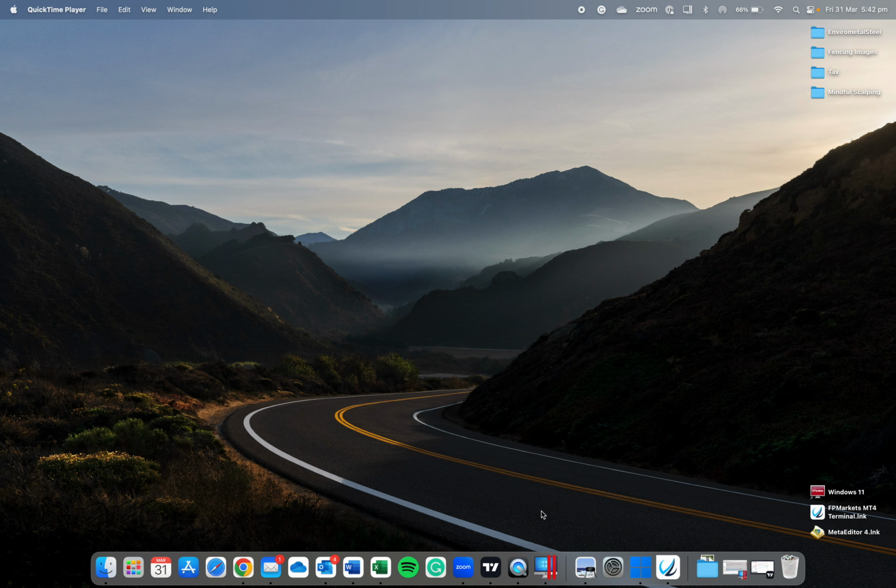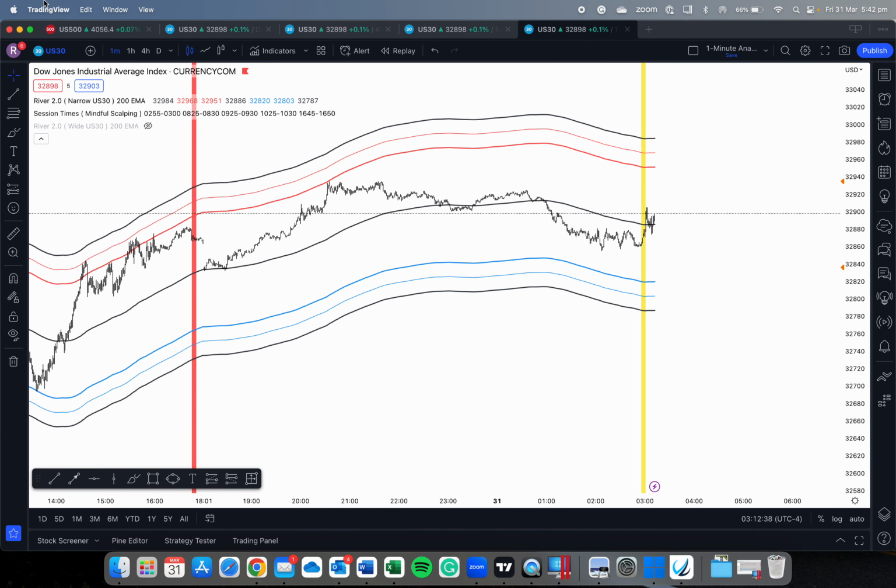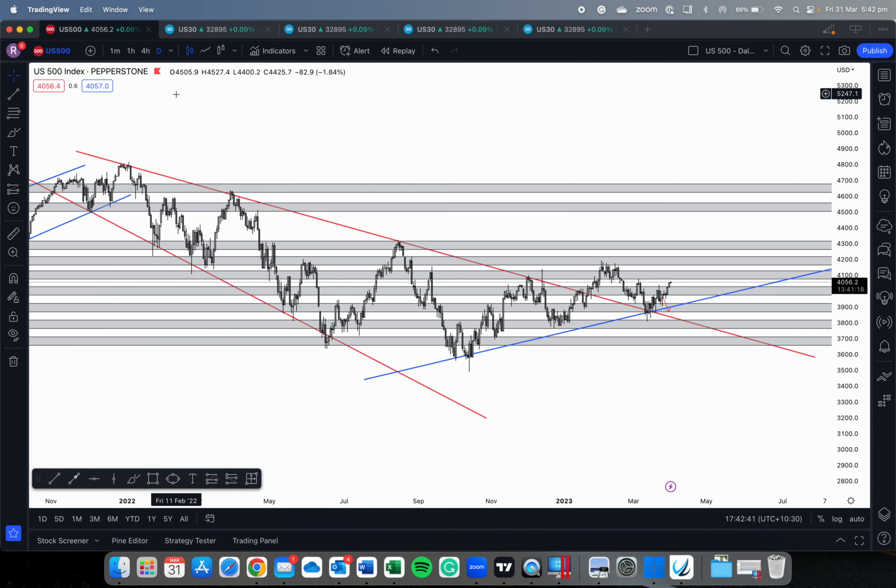The 31st of March. It's 5:15 p.m., quarter to 6 in the evening. We're just going to do a daily analysis, starting with the US 500 daily.